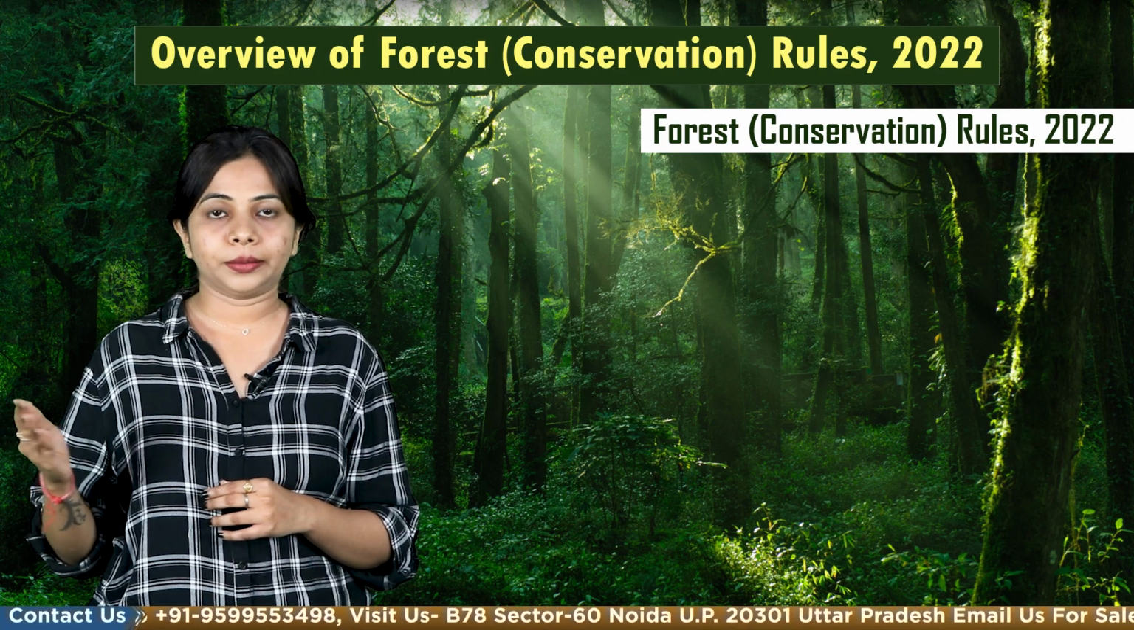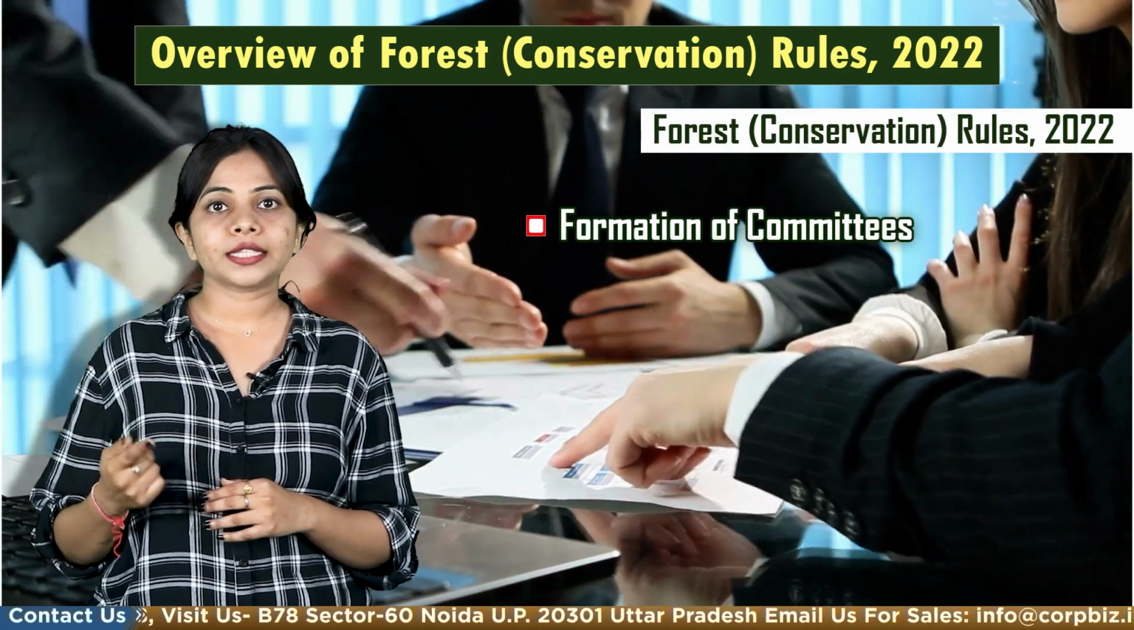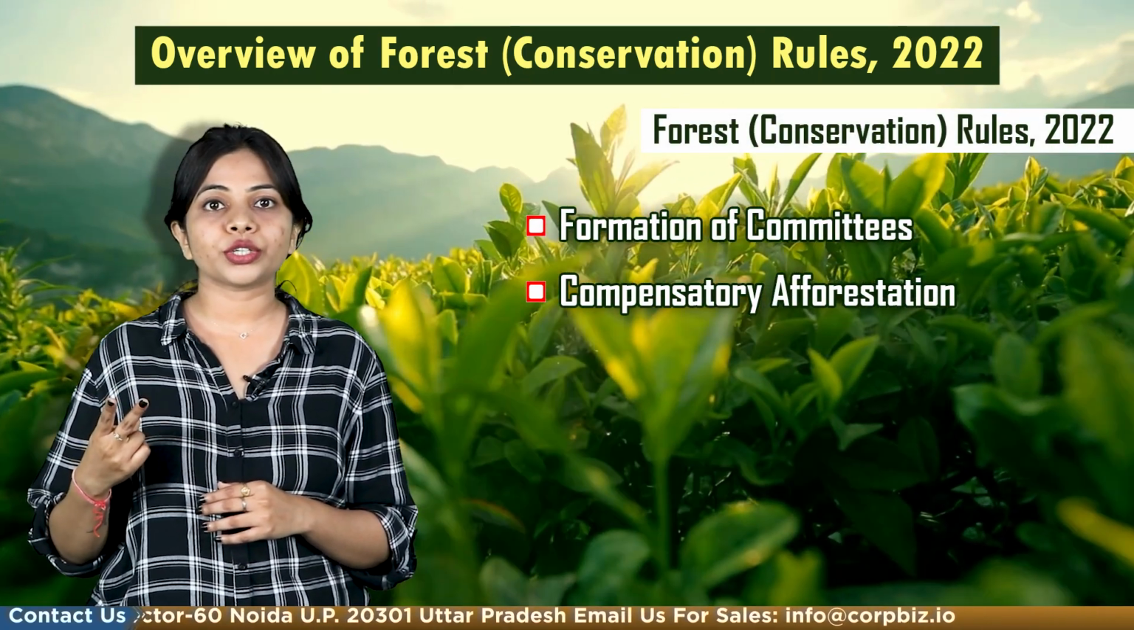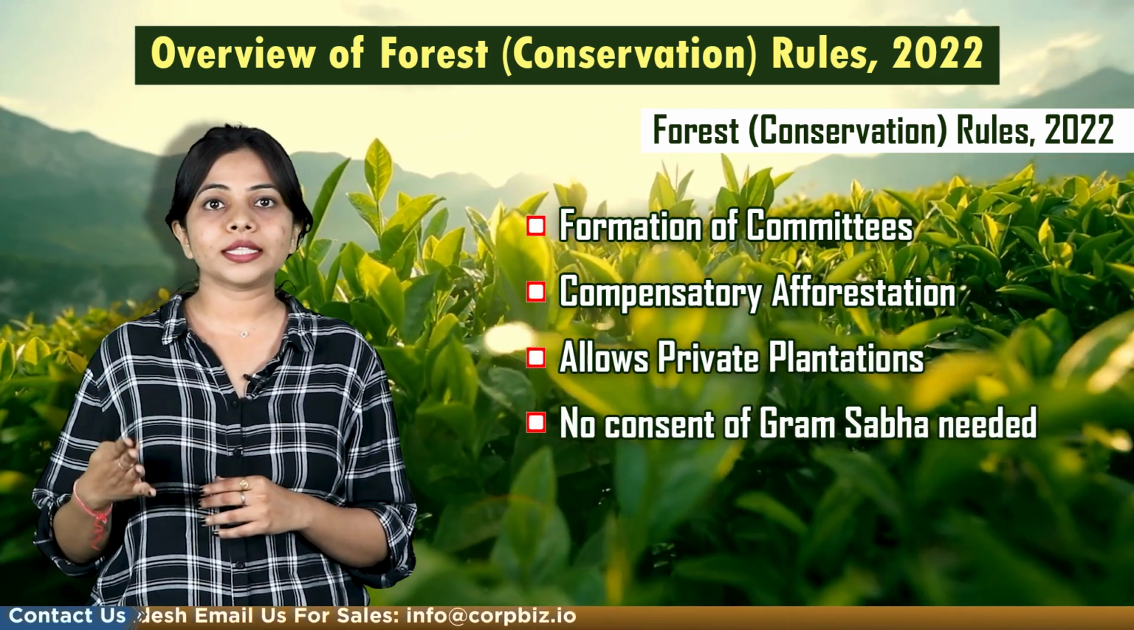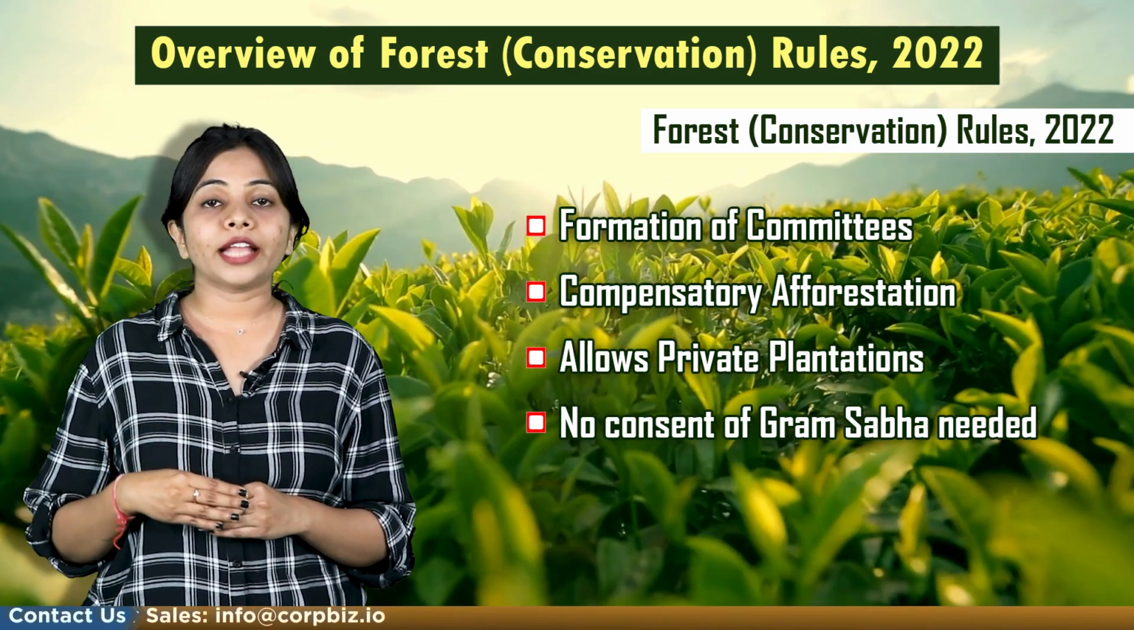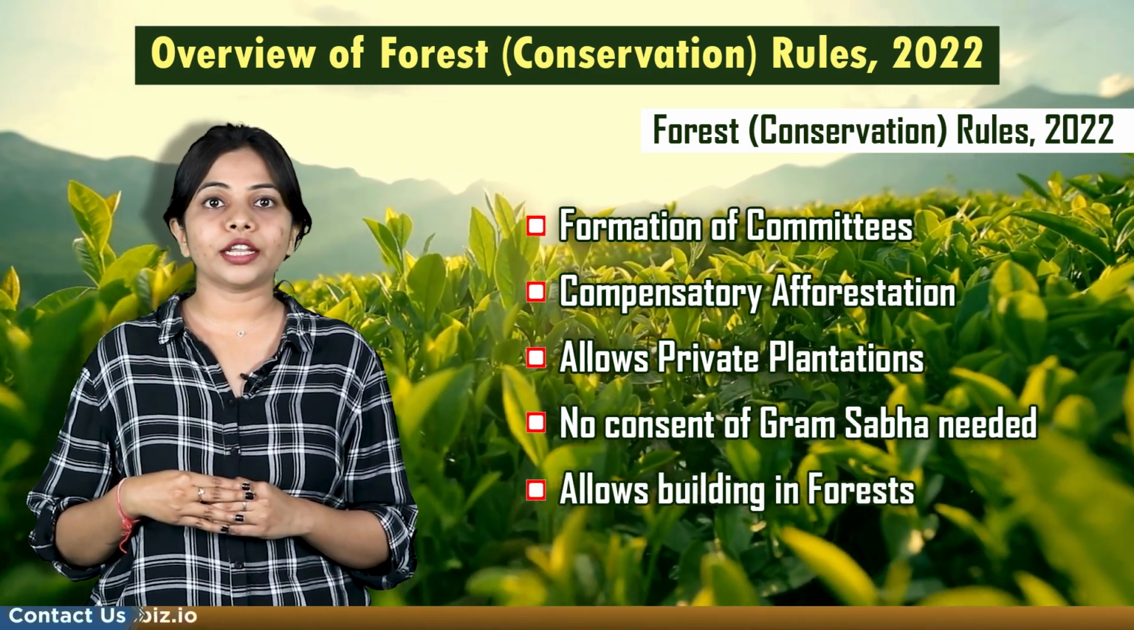diverting forest land. First is formation of committees, second is compensatory afforestation, third allows private plantations, and fourth is no consent of Gram Sabha needed. And the fifth one is allows building in forests.